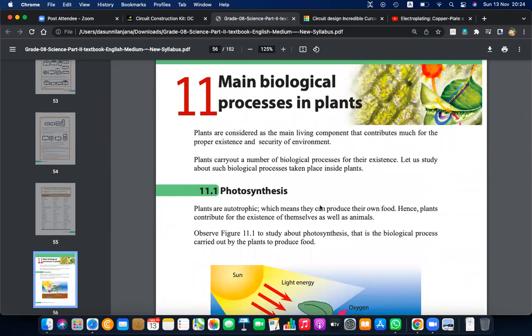The next chapter is about main biological processes in plants. I'll be starting that next day.